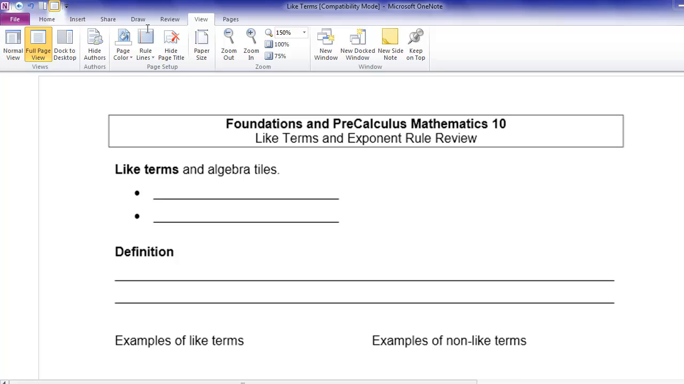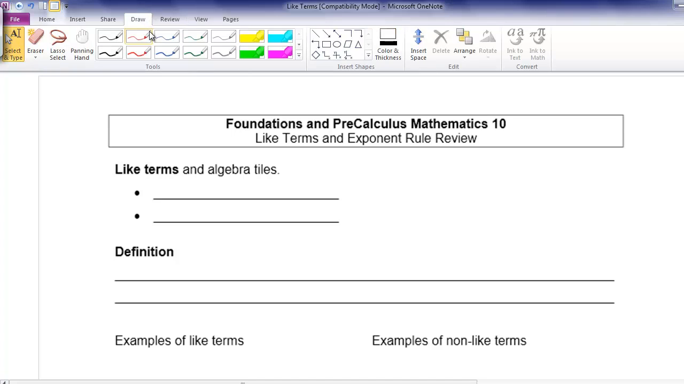Okay, so here's our first video tutorial on Unit 4, which is Chapter 5 in our textbook, Like Terms and Exponent Rules Review. Last day in class, we spent some time looking at algebra tiles, and I wanted to do that for two reasons. The first reason being you're expected to know those for the provincial exam. And the second reason is they're really quite useful. They're concrete, and hopefully that will help us with our algebra.